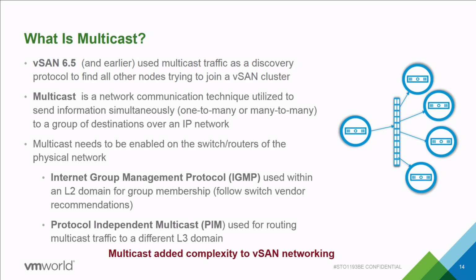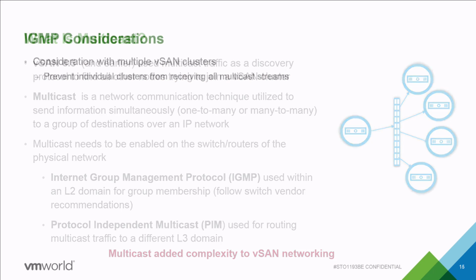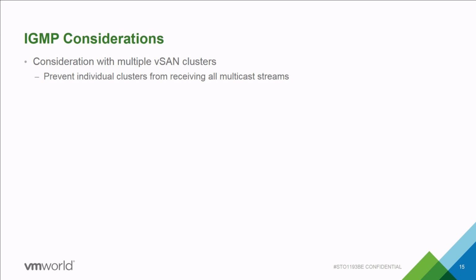And we heard loud and clear over the last number of years at VMworlds and VMware user group meetings that multicast was just making things very complicated for vSphere admins to get vSAN deployed in the data centers. So IGMP, even though it might have been fairly easy enough to set up, what you had to do with IGMP is that each cluster would be using the same multicast addresses, if that made sense.